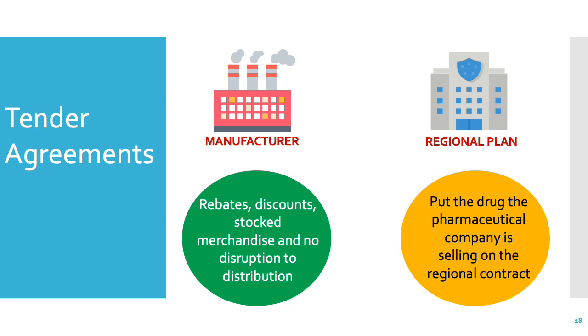So what happens in a tender agreement is that the pharmaceutical company will get all these rebates and discounts, and they'll get their merchandise stocked. They'll promise that there'll be no disruption to distribution, and then the regional plan will put the pharmaceutical product on their formularies and encourage that people can get that. So it's an important process to go through, an important thing to understand.